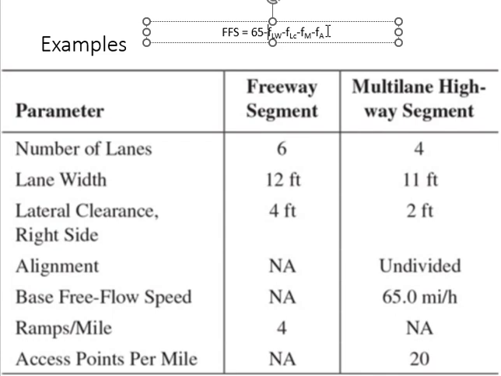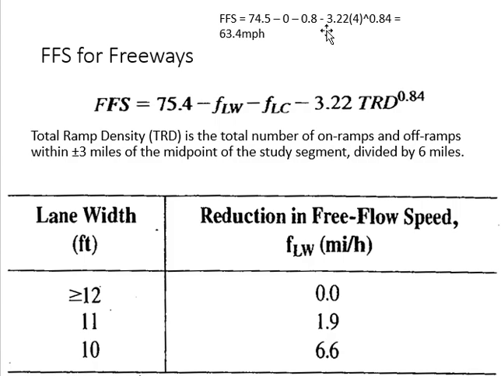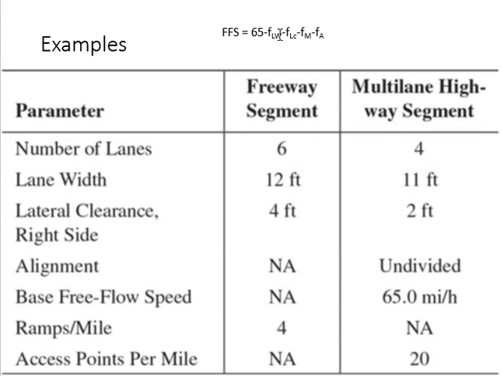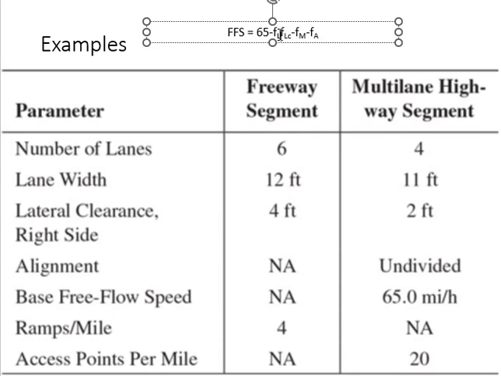Okay, the next factor is for what? Lane width. My lane width is 11 feet, right? So for 11 feet, the factor is 1.9. Okay, lateral clearance. What did they write about lateral clearance? They gave me lateral clearance on the right hand side, 2 feet. So lateral clearance is 2.